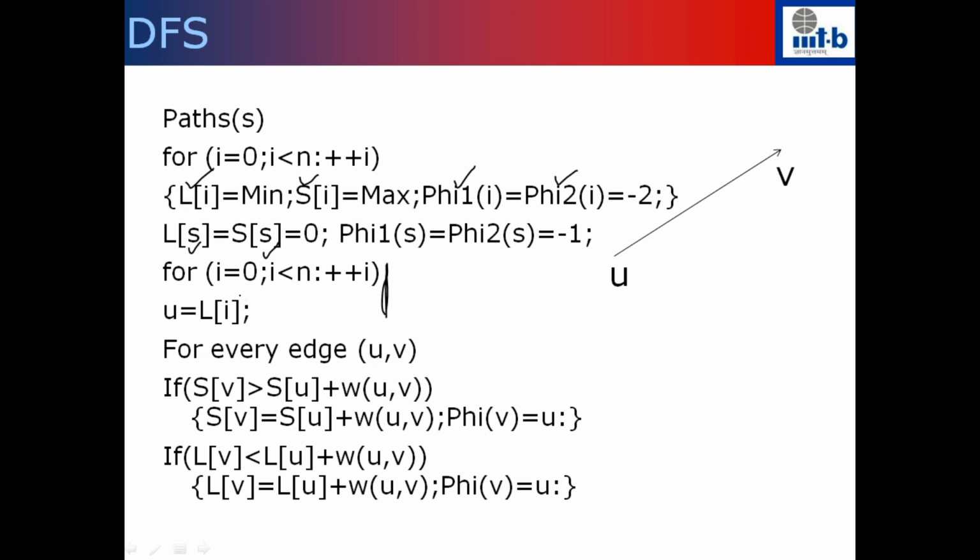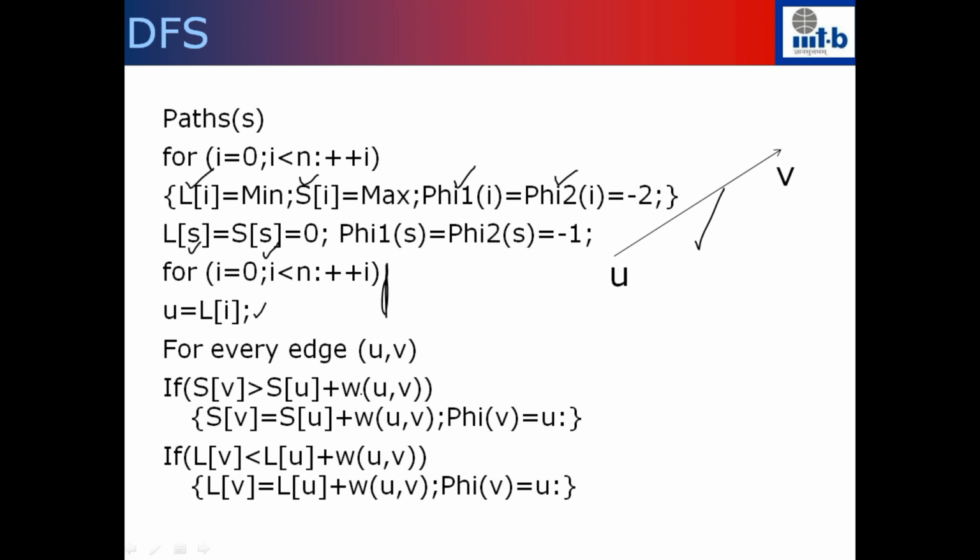L of i will give you the first vertex, which has the maximum finish time after I applied the DFS. Before this algorithm is called, you applied the DFS on the graph and found the list of all the vertices in the decreasing order of finish time. That list is being maintained in L. So you take the largest finish time vertex, then you do exactly what is known as the edge relaxation.